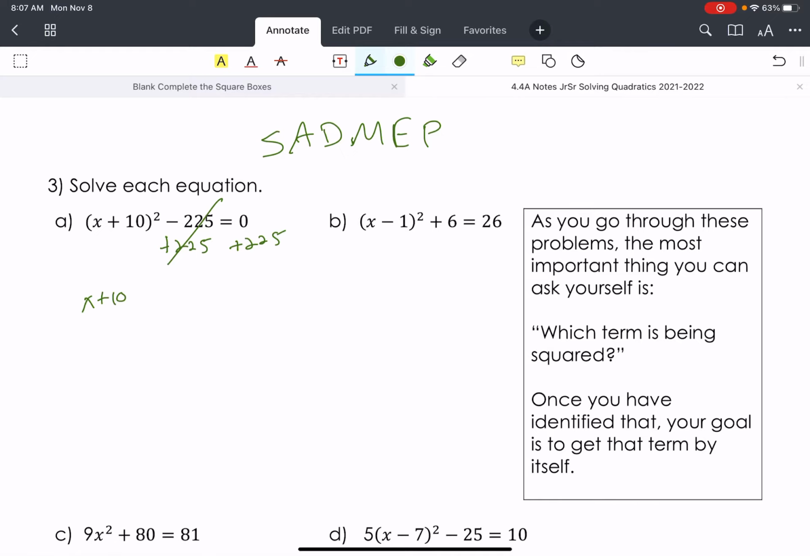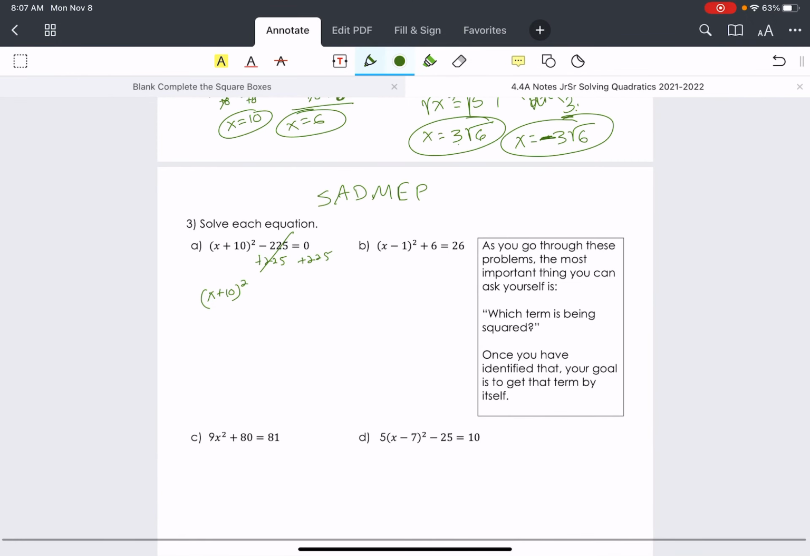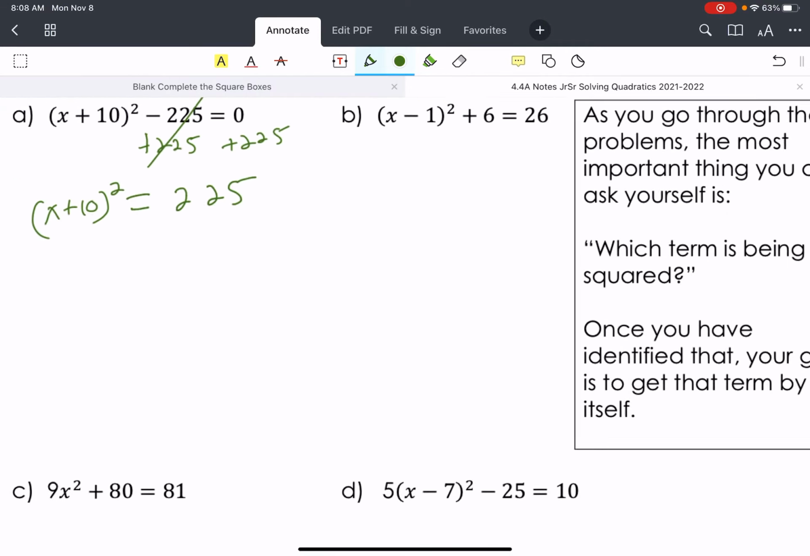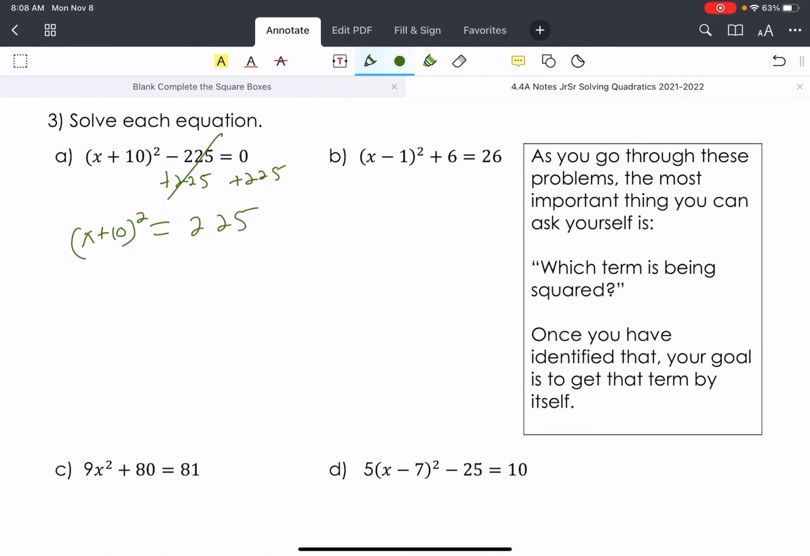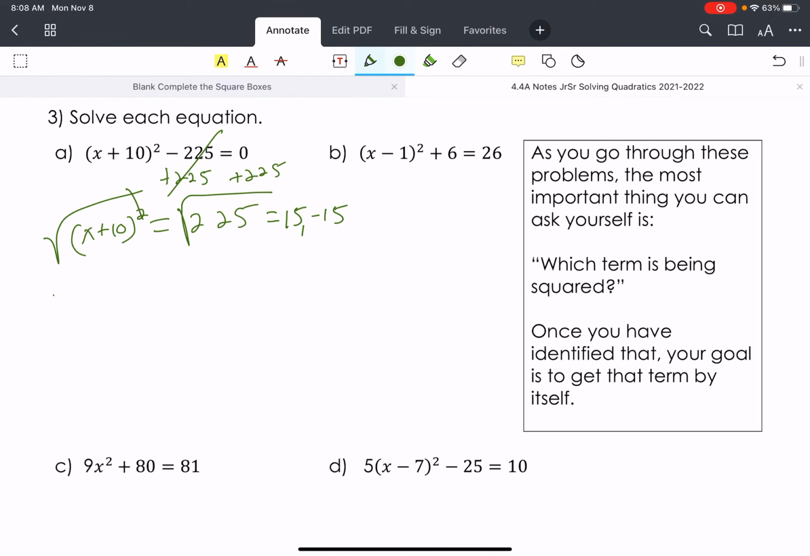So x plus 10 squared equals 225. Oh man, I'm having a hard time here. Okay. Now what? The 10 or the 2 next? Good, the 2, the square root. Good. Square root of 225, do I have to start a factor tree or is it a perfect square? It is. What is it? So 15 and negative 15 is what these parentheses equal.